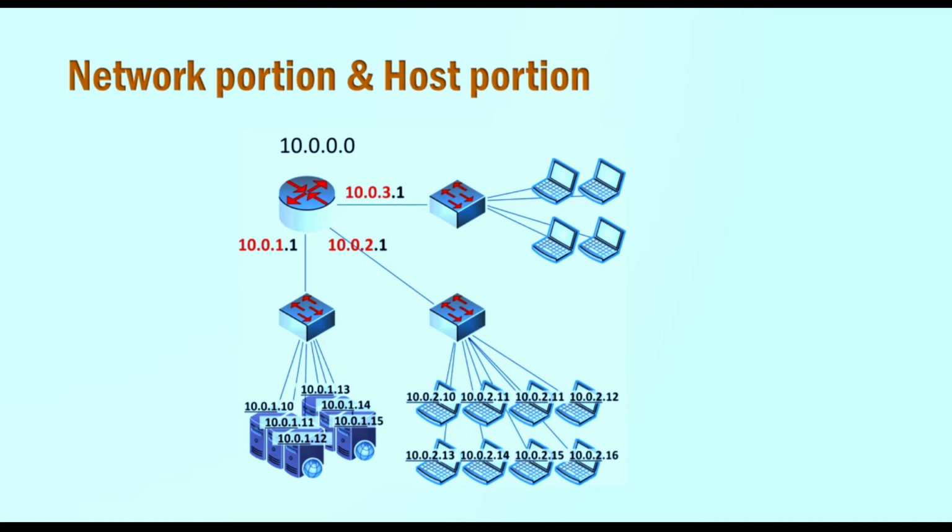In our third network, we got the same situation. The gateway is 10.0.3.1 and the end devices have addresses that begin with 10.0.3.